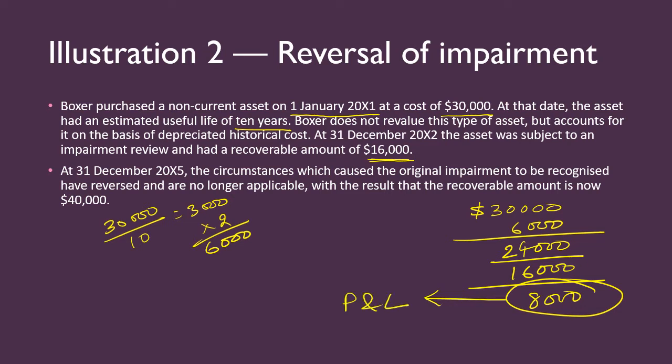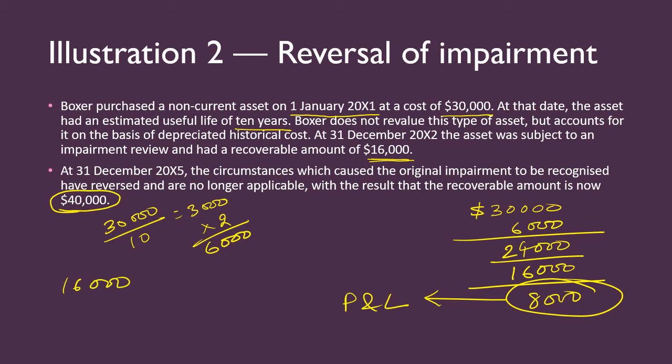Now what happened after that? After 3 more years, in 2015, the condition due to which the organization had to calculate the impairment loss was reversed, and now the value of the asset is 40,000. The new value of the asset is 40,000. So the value on this date was 16,000.